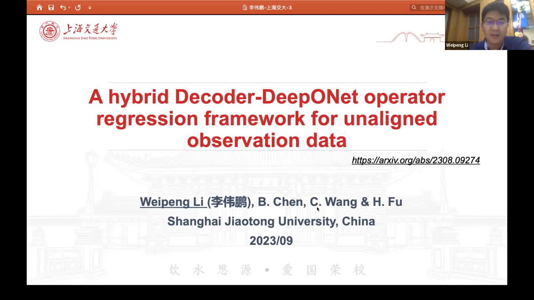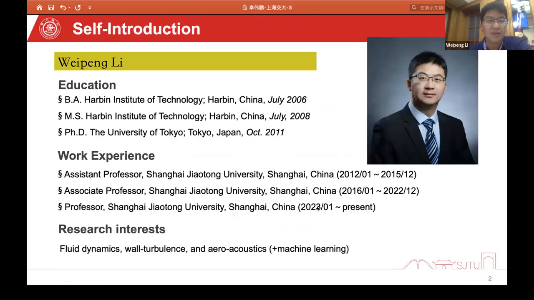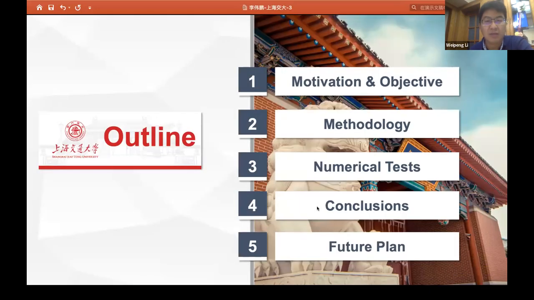And here is a brief self-introduction. My major is fluid dynamics, and I'm particularly interested in wall turbulence and aeroacoustics. Recently I have done some work on machine learning. This is the outline of my presentation. The first part is the motivation and objective. The second is methodology, and then the tests, conclusion and future plan.